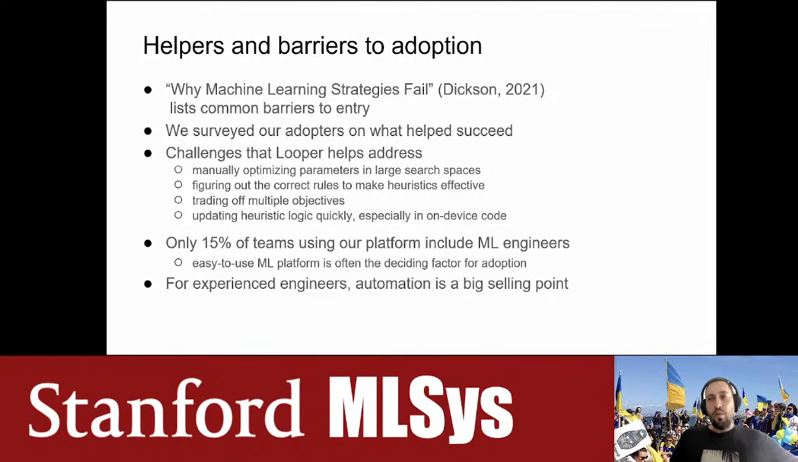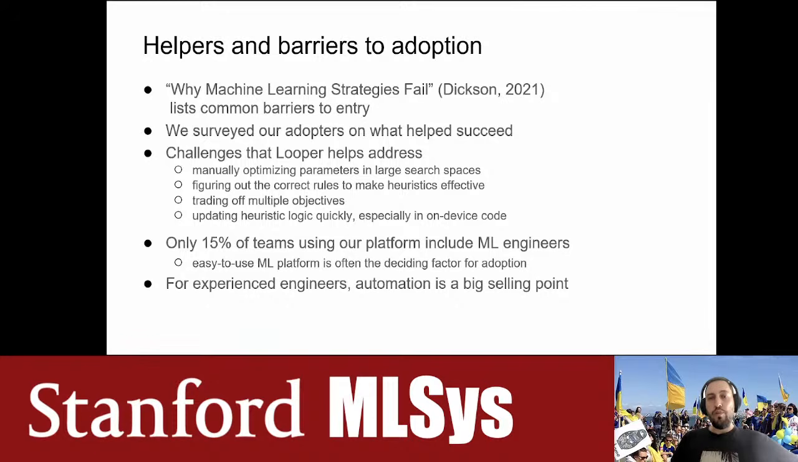In trying to understand what contributed to the success of the platform and also what we might be missing, we studied the literature, and it turns out there is a great paper that lists common barriers to entry, and I think we handled those quite well. We also surveyed our adopters and asked them what helped them succeed. The challenges that were mentioned, and there are more, of course, but these are the top items in the survey. The first one is manual optimizing parameters in large search spaces, basically AutoML. So our platform delivers value through AutoML.